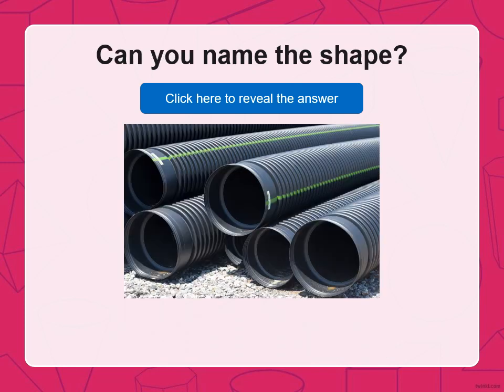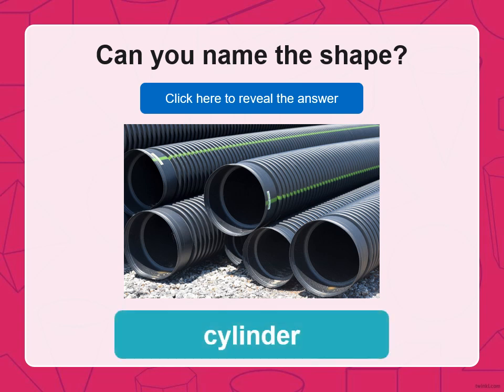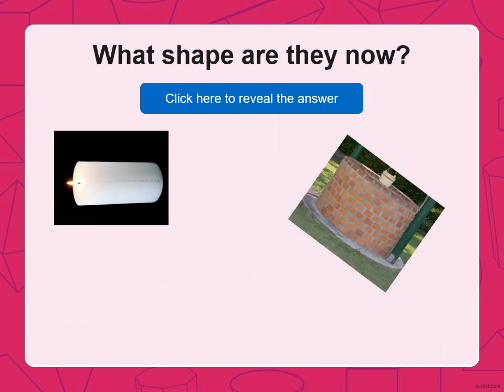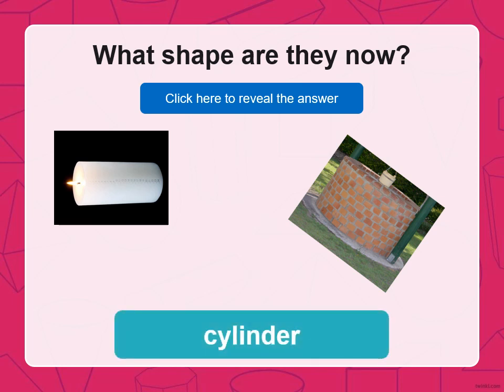Can you name this shape? Let's have a look. A cylinder. Oh, what are these shapes? This looks like a wishing well, but it's on a funny angle. And then a candle. But what shape could they be? Oh, I'm not sure. Let's take a look. Oh, they're a cylinder also.